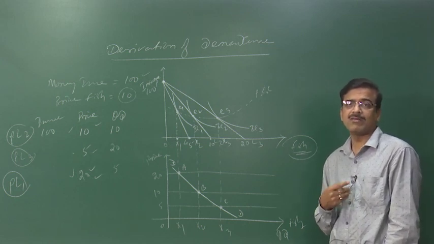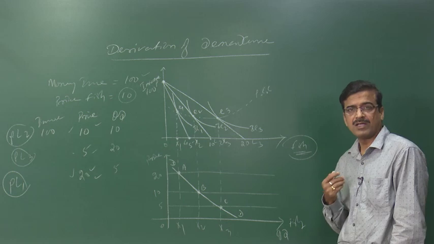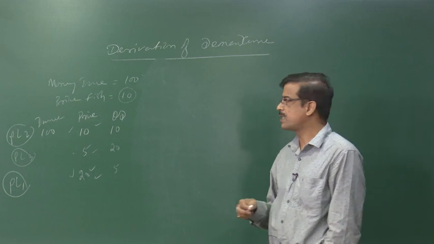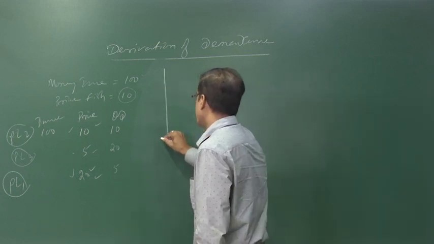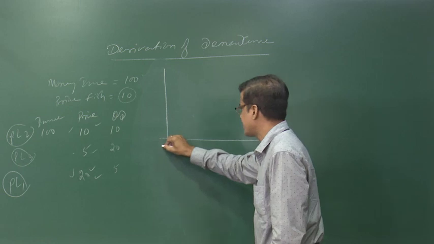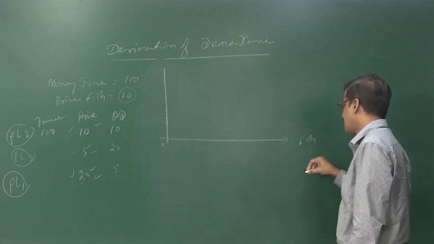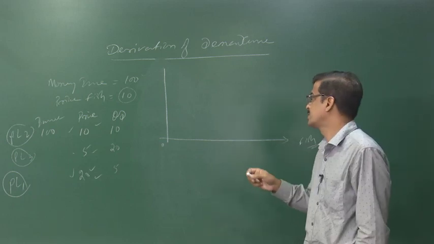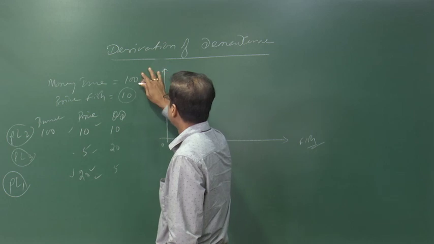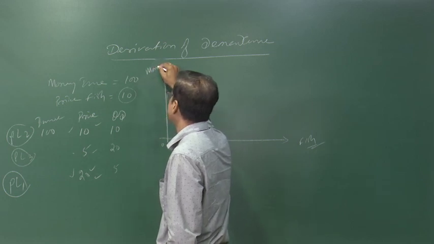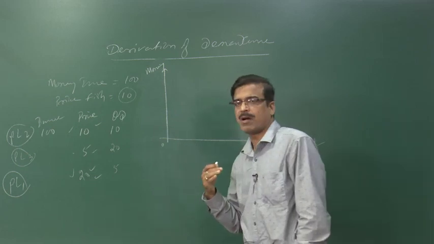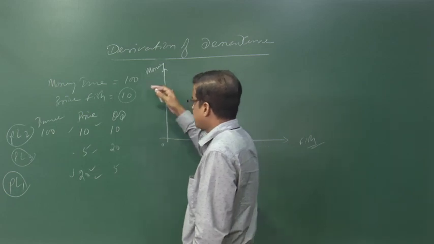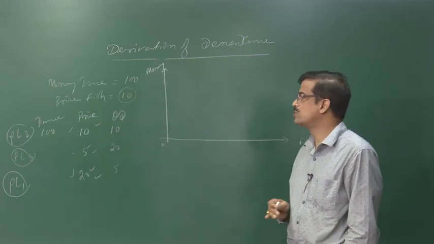Now, how is the demand curve derived for an inferior type of product? In the same way, we take the x axis and the y axis. On the horizontal axis, the x axis, we take the fish, but now the fish should not be treated as a normal commodity, rather it has to be treated as an inferior commodity. And on the vertical axis we take the money income, that means the amount of money the consumer has. Suppose we consider the same sort of figure.